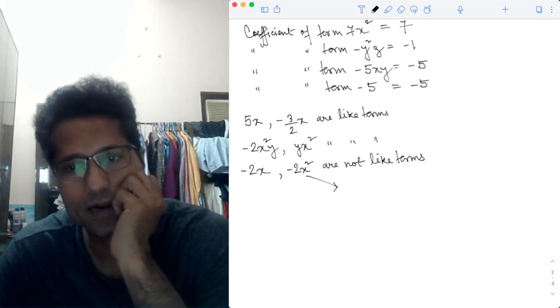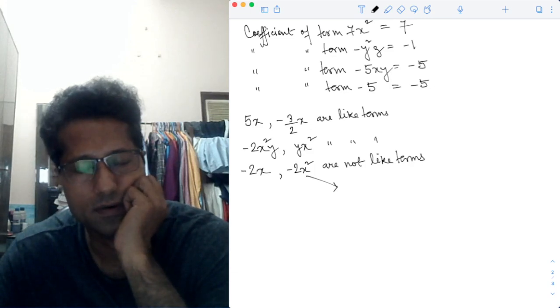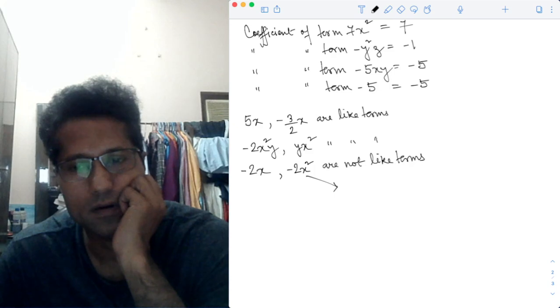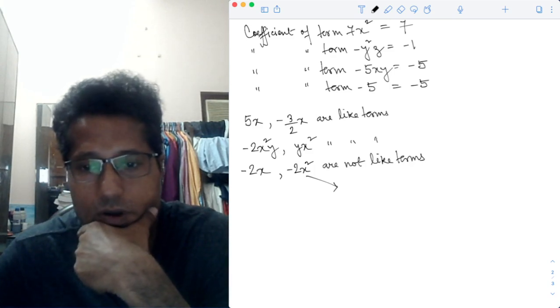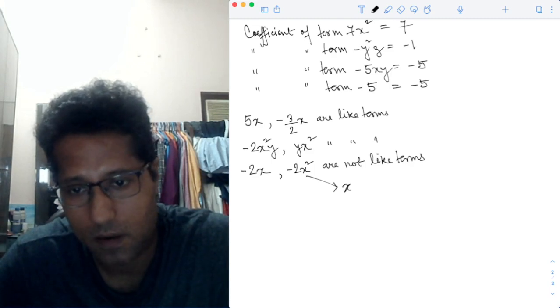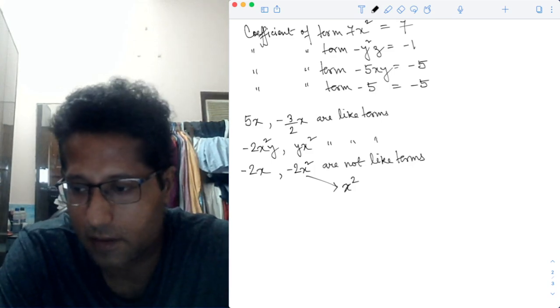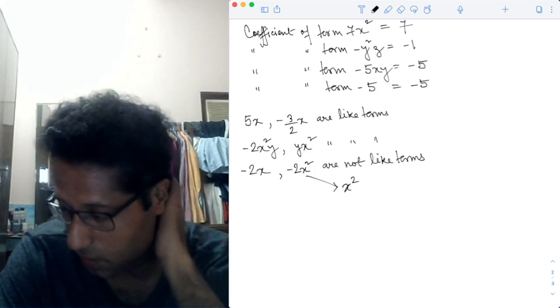when you try to understand when two terms are like, you have to consider the literal variables, the literal factors. In minus 2x square, we are only considering the literal factors, so this will be only x square. Now what does the definition say? That two terms are said to be like if they have the same literal factors.